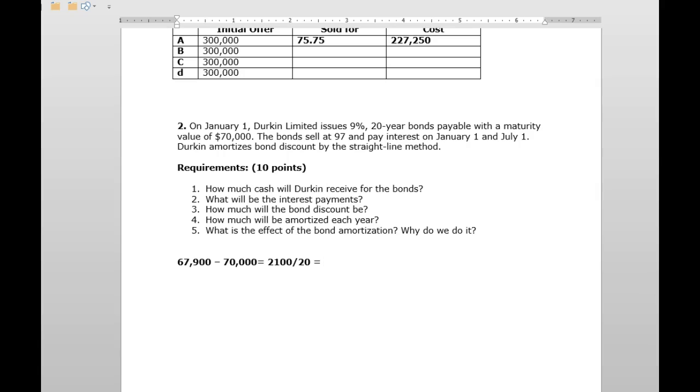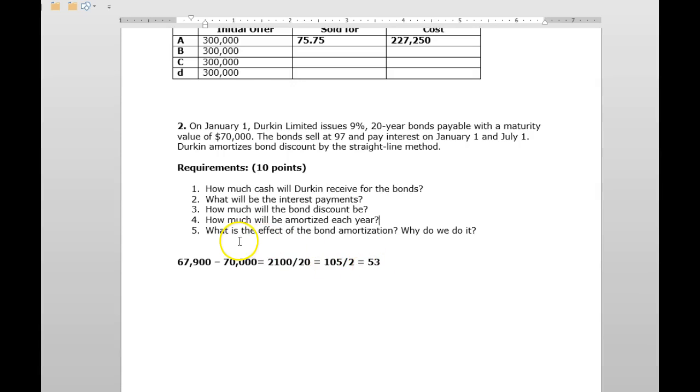So 2,100 divided by 20 equals 105, divided by 2 equals 52.5, but I'd round it up to 53. So each time that you make an interest payment, you amortize $53. Does that make sense? So each year that amortization is going to be $105, but each payment is going to be $53.